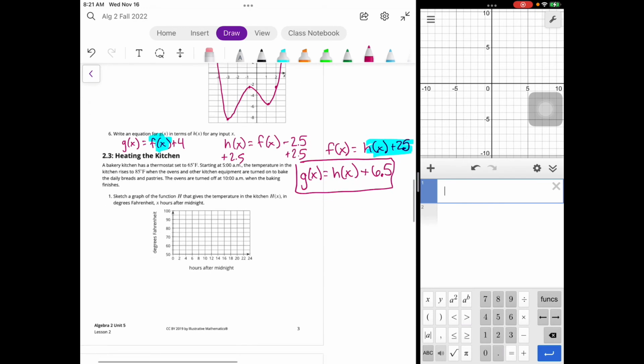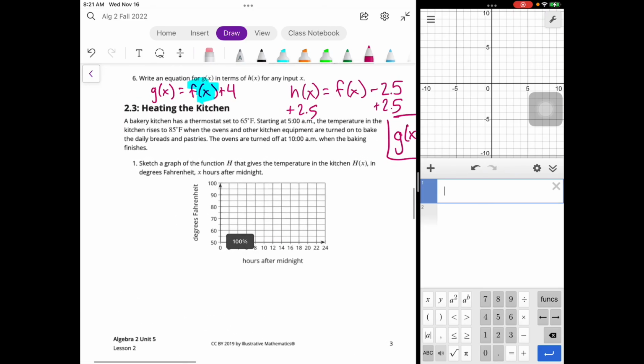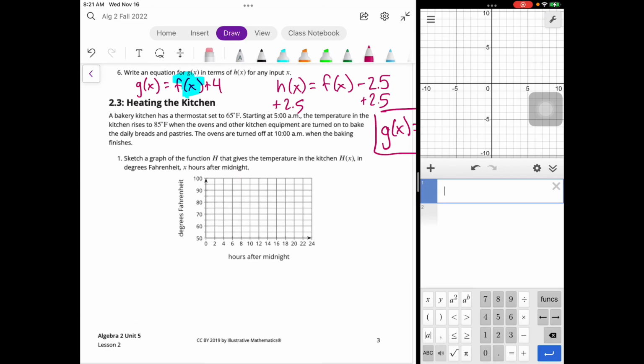All right, let's take a look at heating the kitchen. A bakery kitchen has a thermostat set to 65 degrees Fahrenheit. Starting at 5 a.m., the temperature in the kitchen rises to 85 degrees Fahrenheit when the ovens and other kitchen equipment are turned on to bake the daily breads and pastries. The ovens are turned off at 10 a.m. when the baking finishes. Sketch a graph of function h that gives the temperature in the kitchen, h of x, in degrees Fahrenheit x hours after midnight.